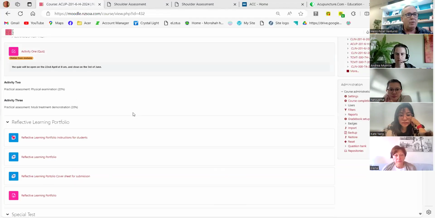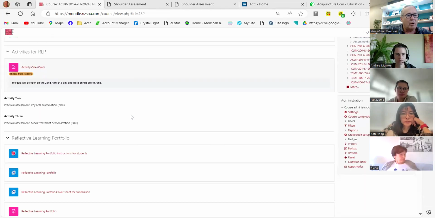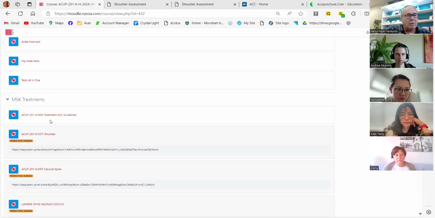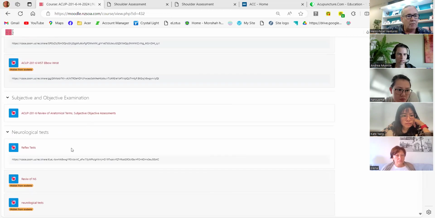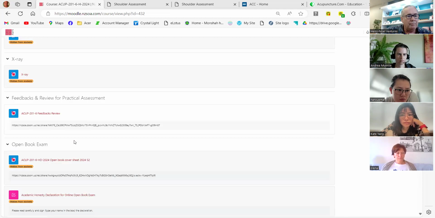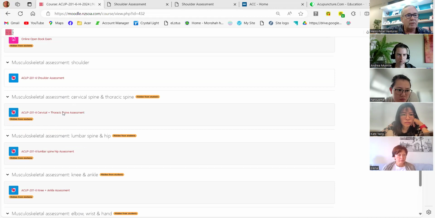So you've all got Moodle. So this is the Moodle. I've opened up what we're going to be doing today. We've got musculoskeletal ACC guideline treatments, and then we're going to be talking about the shoulder. So the shoulder is opened up also. Here it is, right down the bottom. We've got all the musculoskeletal things that we're looking at, and there's the shoulder assessment. So we're going to go through that today.